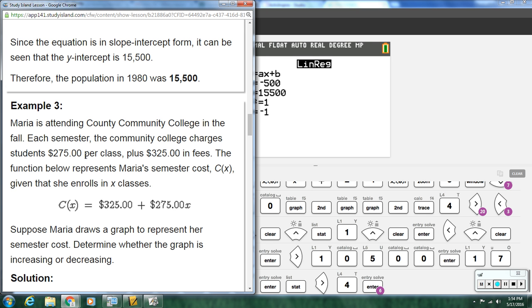Is her cost going to go up or go down? It's going to go up. So is it going to be increasing or decreasing? Increasing. What else right here tells me it's increasing? Because its slope. The slope is what? Positive. That's a stupid question.